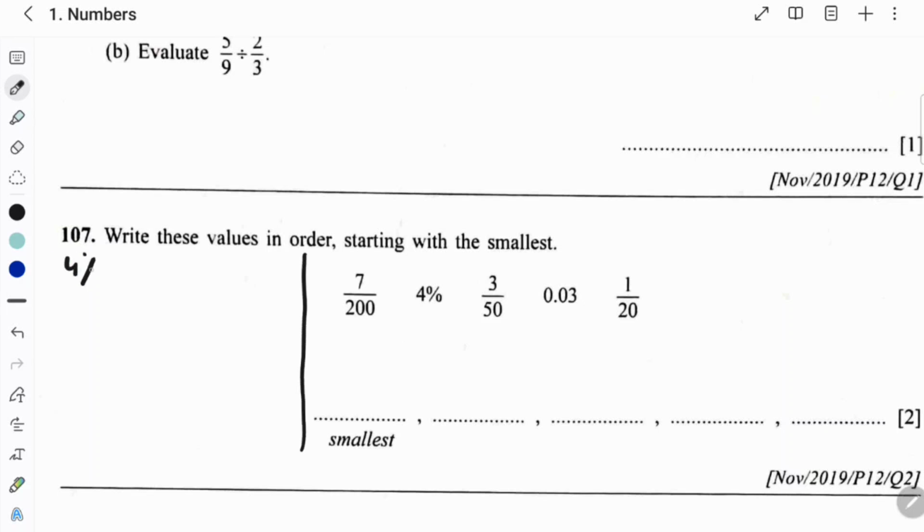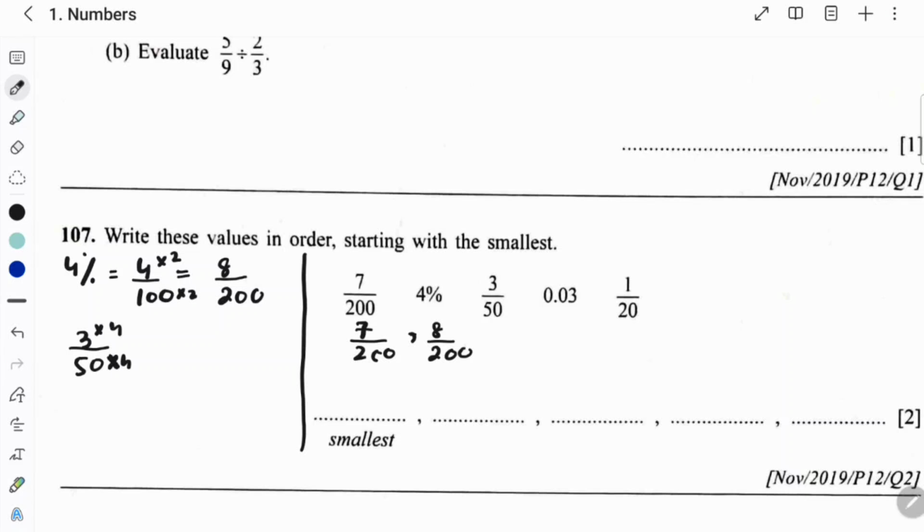4% means 4 over 100, and in decimal it is 0.04 also. If I have to make the denominator 200, that will become 8 over 200. Three over 50: we can multiply by 4. 3 4s are 12, so 12 over 200.